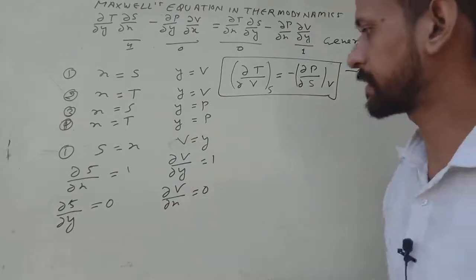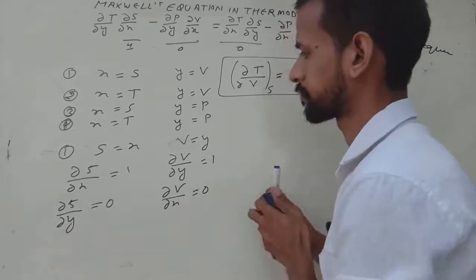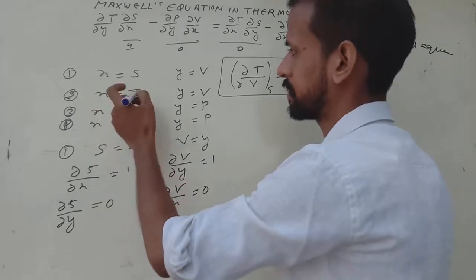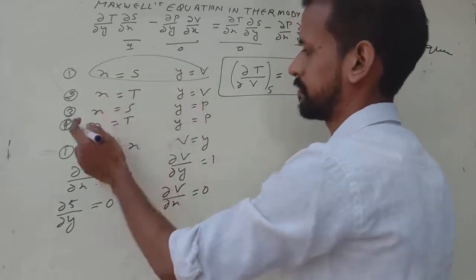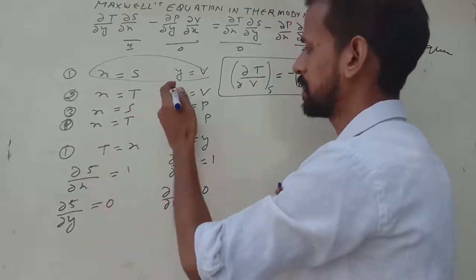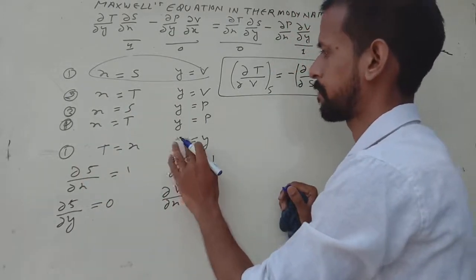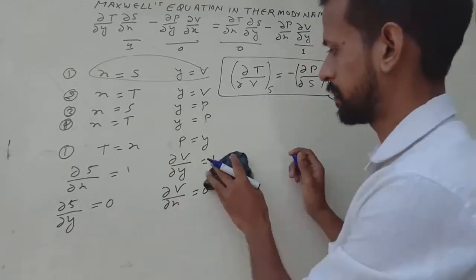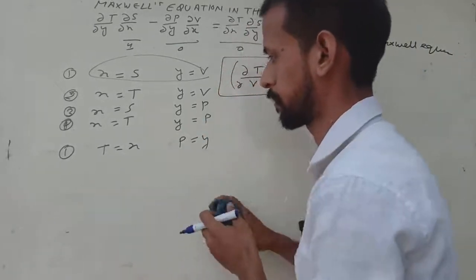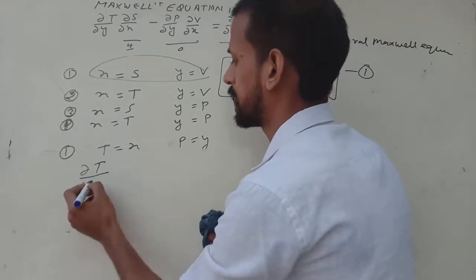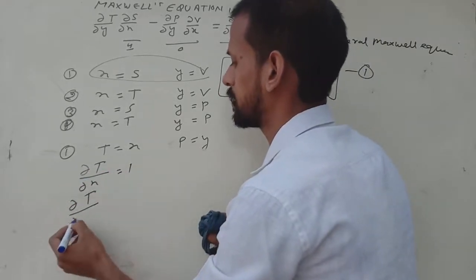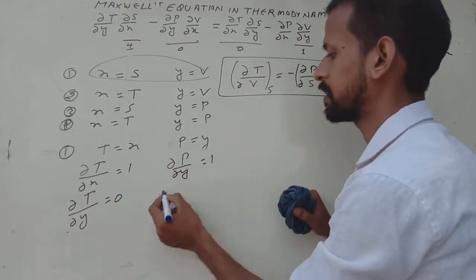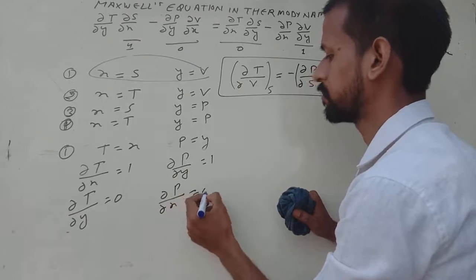Similarly, we can write S is equal to X is equal to T for the second. So S is T and V is equal to Y, then we write T is equal to Y. Then what will be the differentiation? Del T by del X is equal to 1, del T by del Y is equal to 0, and del P by del Y is equal to 1, del P by del X is equal to 0.